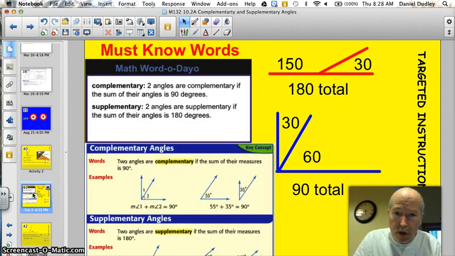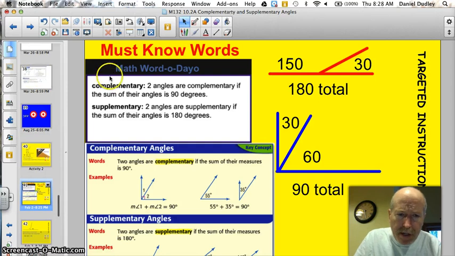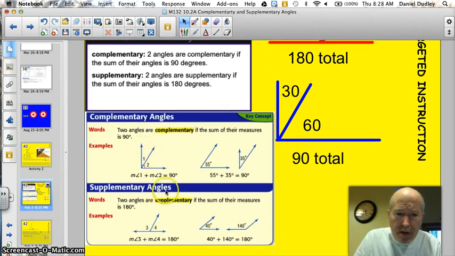Let's look at it a little more closely. So here's my definition. Complementary angles: two angles are complementary if the sum of their angles is 90 degrees. Just like that, supplementary angles: two angles are supplementary if the sum of their angles is 180. All right, here's a couple little ones down here to show you.